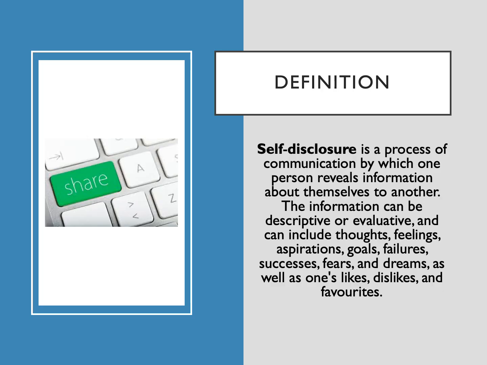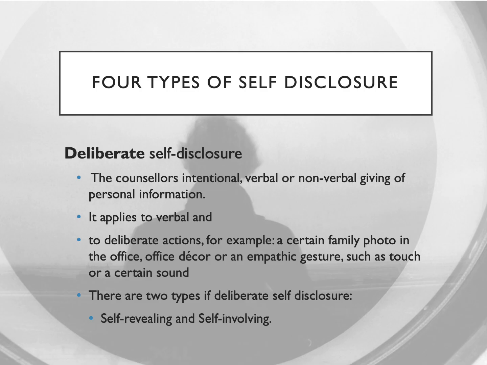Self disclosure is the process of communication by which one person reveals information about themselves to another person. The information can be descriptive or evaluative and can include thoughts, feelings, goals, failures, fears, dreams, a person's likes and dislikes, and favorites. So it's about telling somebody about yourself within a specific relationship. There are four types of self disclosure.